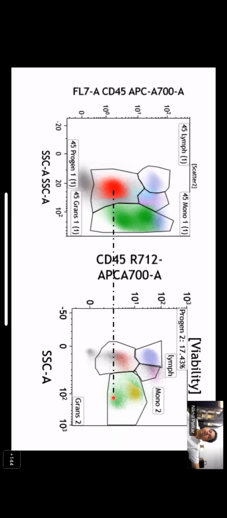Their population is almost always above the lower limit of granulocytes. But in this, the CD45 for the blast population is lower as compared to that of granulocytes. And that in itself is an abnormal finding that you should be aware of. There is loss of CD45 on the blast. In myeloid blasts, this is a very subtle finding.